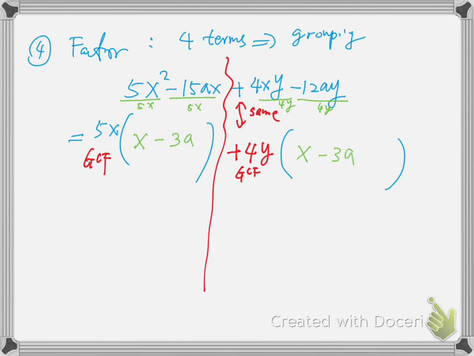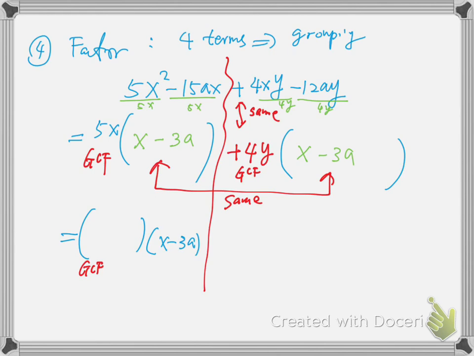Now the last step, we put the two GCFs together and keep the common quotient, x minus 3a. This is our second same: we have two divisions that give us the same quotient. So we put two GCFs together, GCF 1 and GCF 2. We got 5x plus 4y. For a factoring question, in the end we need a product, that will be the answer.